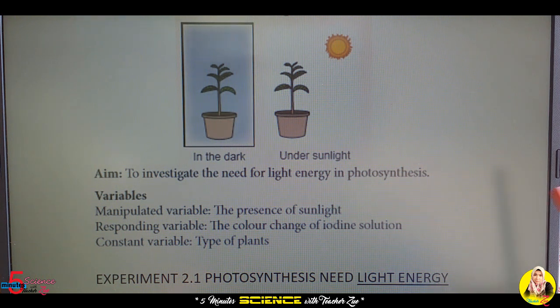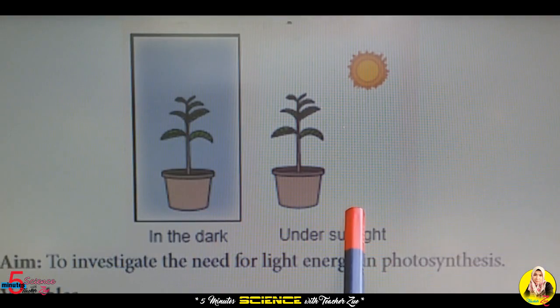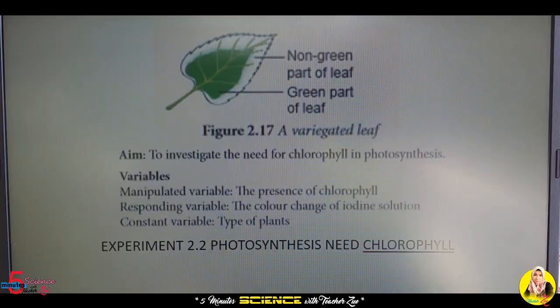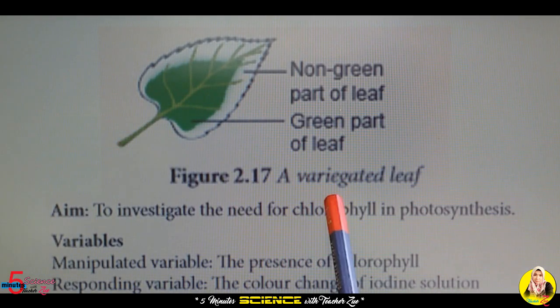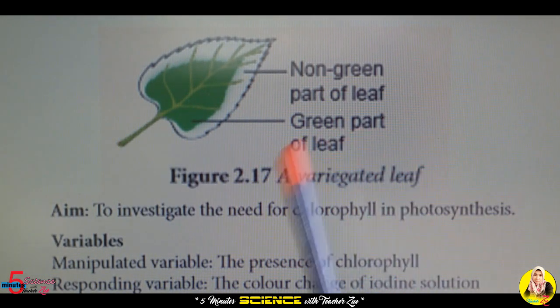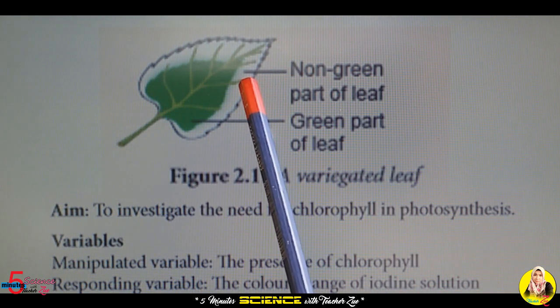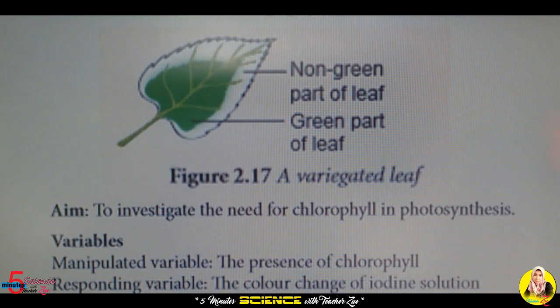We have another 4 experiments to test the factors that are needed by photosynthesis in plants. First is experiment 2.1 to show that photosynthesis need light energy. We have 2 plants here, first in the dark, second under the sunlight. Second experiment to show that photosynthesis need chlorophyll. Here we have a variegated leaf, means a leaf that has non-green part of leaf and green part of leaf.